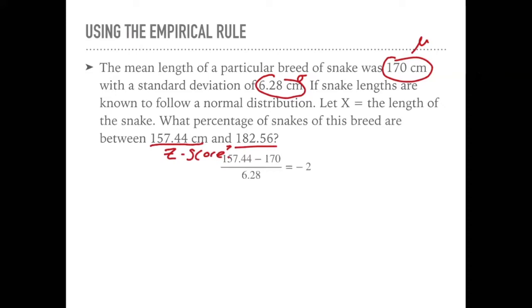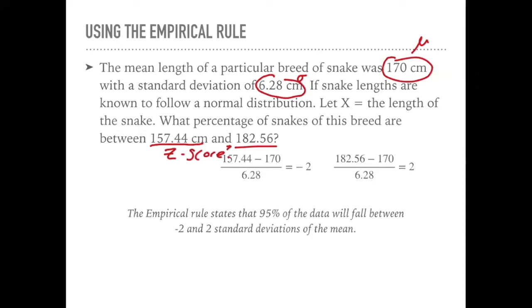Okay, so for 157.44, the z-score is -2. For 182.56, the z-score is +2. Now, thinking about our empirical rule, we know the probability of being between -2 and +2 standard deviations from the mean. That is 95%. So the empirical rule states that 95% of the data will fall between -2 and +2 standard deviations from the mean. So that means 95% of snakes of this breed are between these two values.